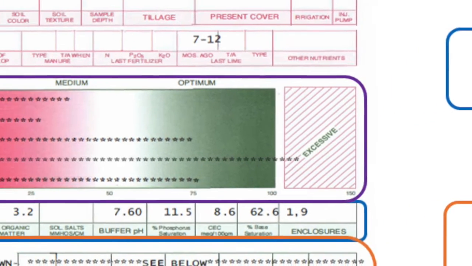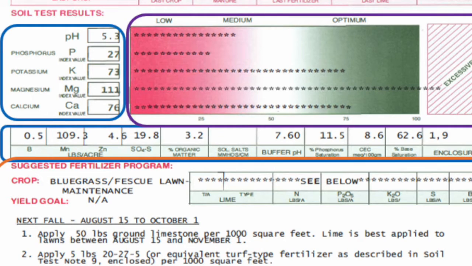The results section, highlighted here in blue, is a quantitative analysis of nutrients in the soil at the time of sampling. In other words, how much of a certain nutrient was found in the sample. It also lists other items of note, such as pH, which tells us how acidic or basic our soil is, the organic matter content, listed as a percentage, and the cation exchange capacity, which tells us how well the soil will hold on to nutrients.